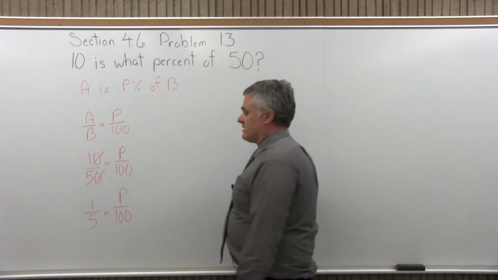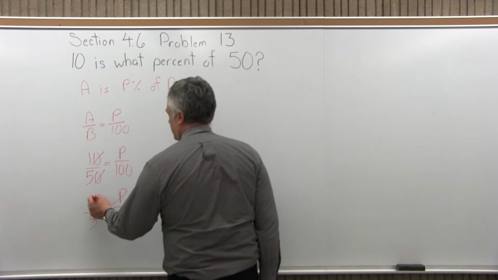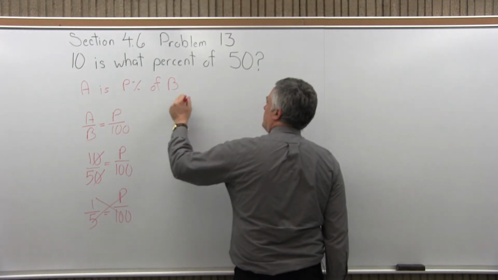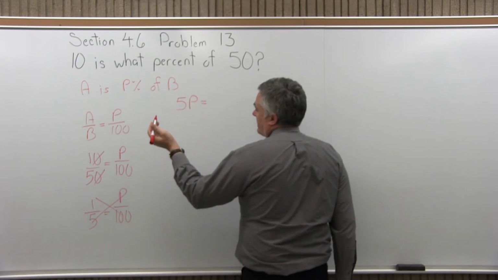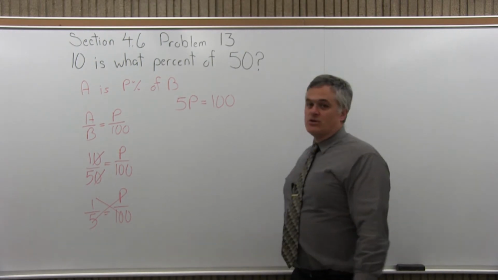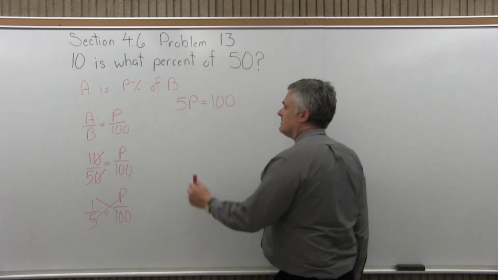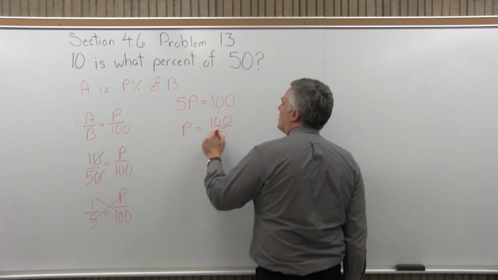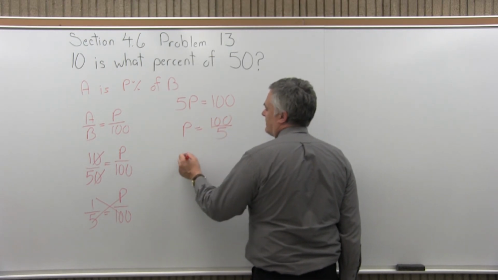So to solve something like that, you cross multiply. 5 times P, 1 times 100. So 5 times P is 5P. 1 times 100 is 100. 1 times anything is easy. So to solve for P, divide out the 5. P equals 100 divided by 5. And I know that 5 divides into 100 evenly. It divides in 20 times.